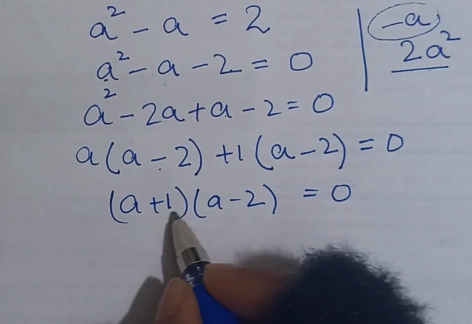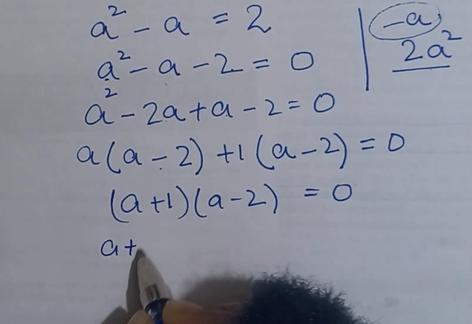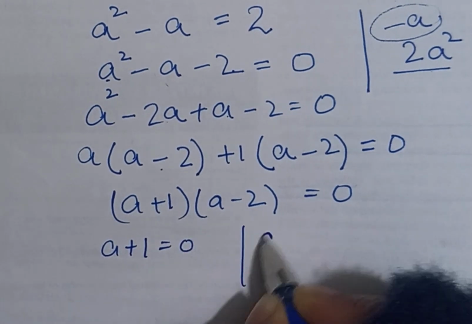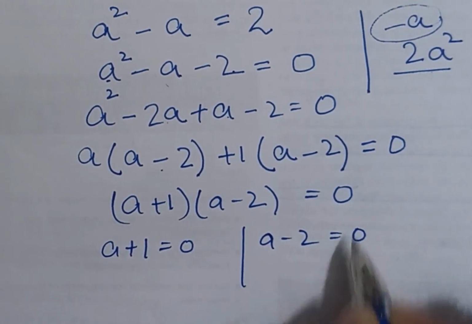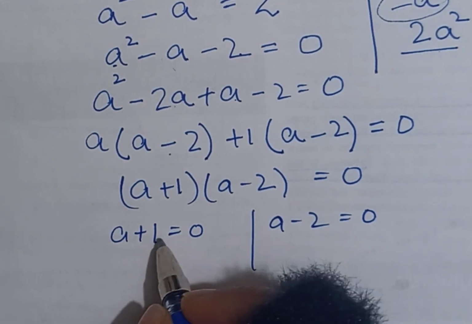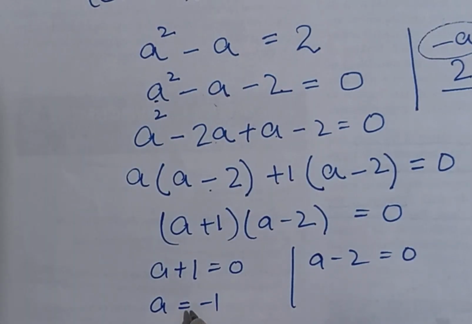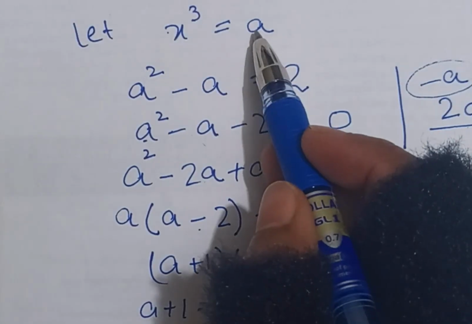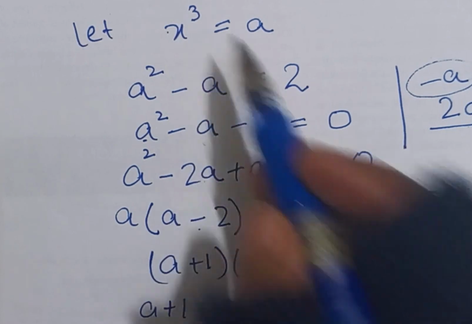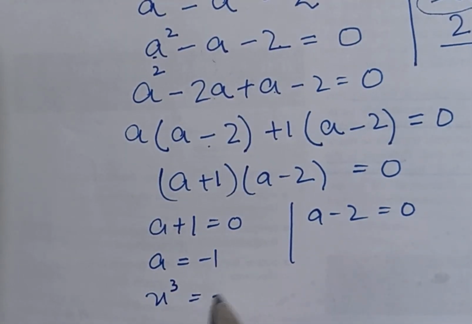So this implies one of them must be equal to 0. So a plus 1 is equal to 0, or a minus 2 is equal to 0. In the next step, if we subtract 1 on both sides, then we get a is equal to minus 1. And at the start of the question, we let a be equal to x raised to the power 3. So this implies x raised to the power 3 is equal to minus 1.